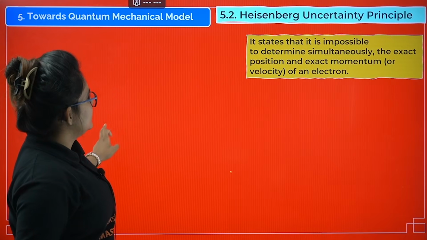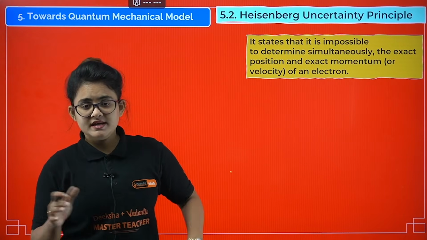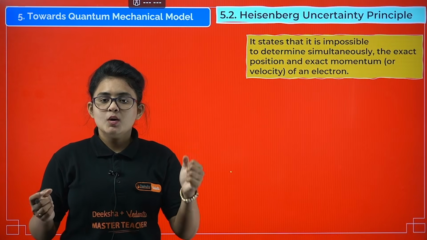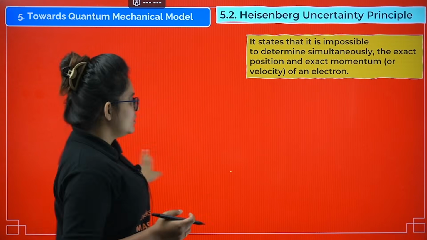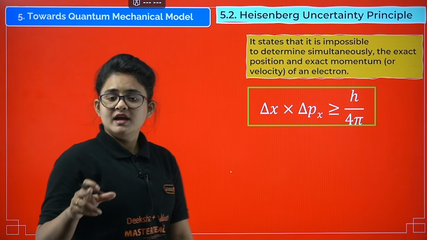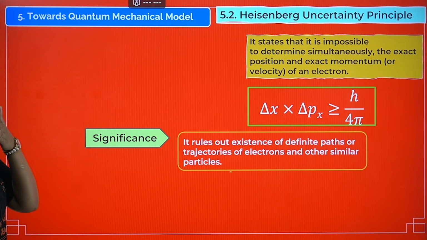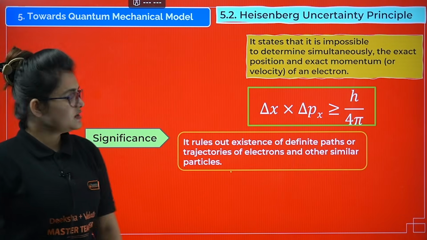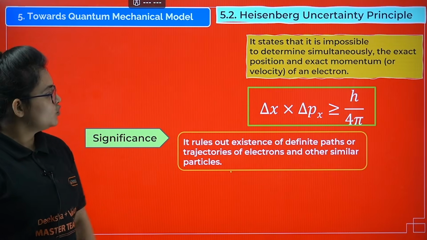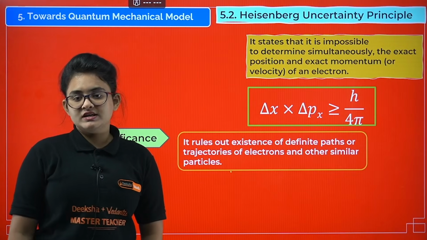Heisenberg's uncertainty principle says that simultaneously it's not possible to find out the exact position and the momentum of the electron. So this is the formula: delta x into delta px is greater than or equal to h by 4 pi. This formula is important. The significance of Heisenberg's uncertainty principle is a lot, but for your level, just remember this: it rules out the existence of a definite path or trajectory of the electrons.